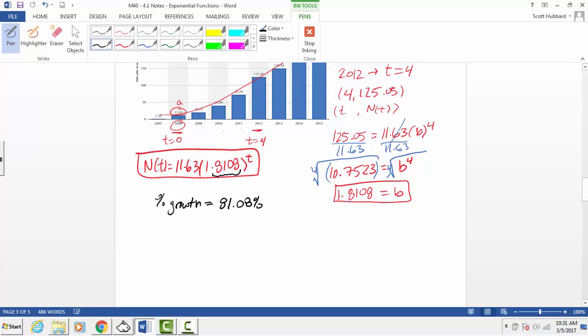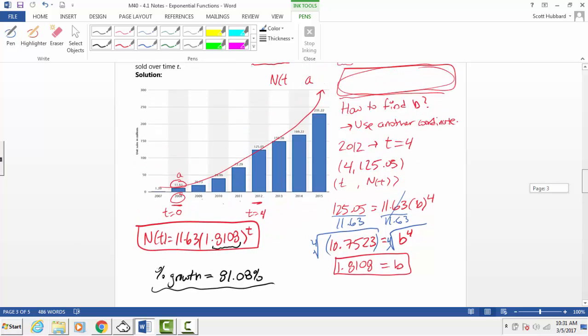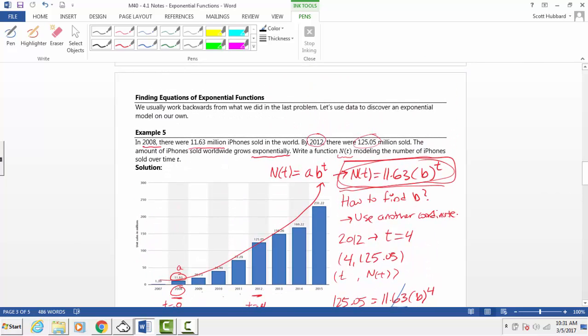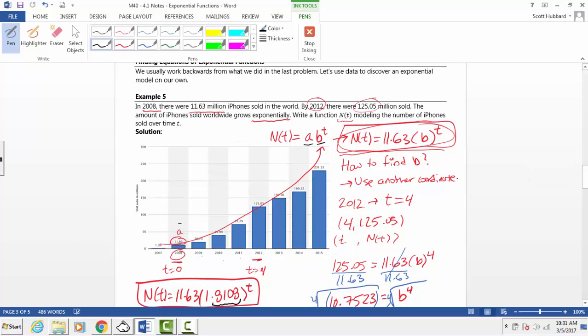So quite fantastic. If you had invested in Apple back then, man, you would have done really well for yourself. Because it grew at 81% every year over year, which is fantastic. Okay, so that's how we work with those problems. When you have an exponential, you just got to find the a and the b. You find the a by finding the initial value, like I did here. That's a. And then you find b exactly like I did. You just use another coordinate to find it.